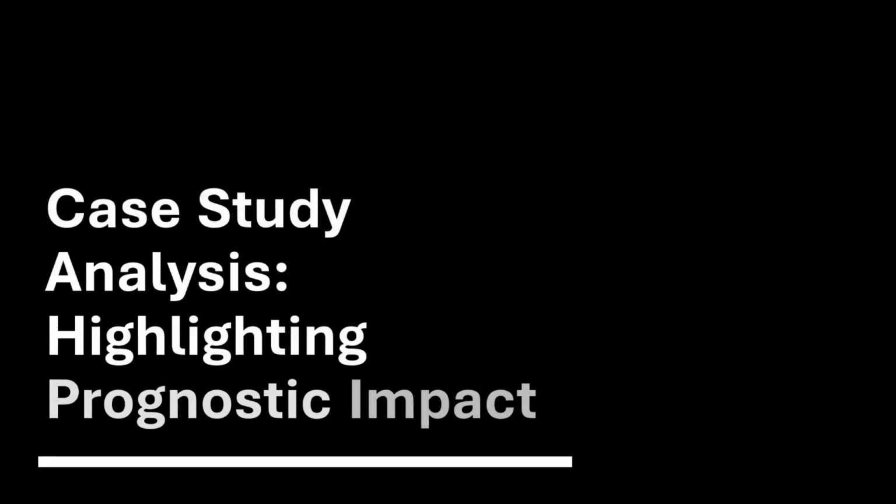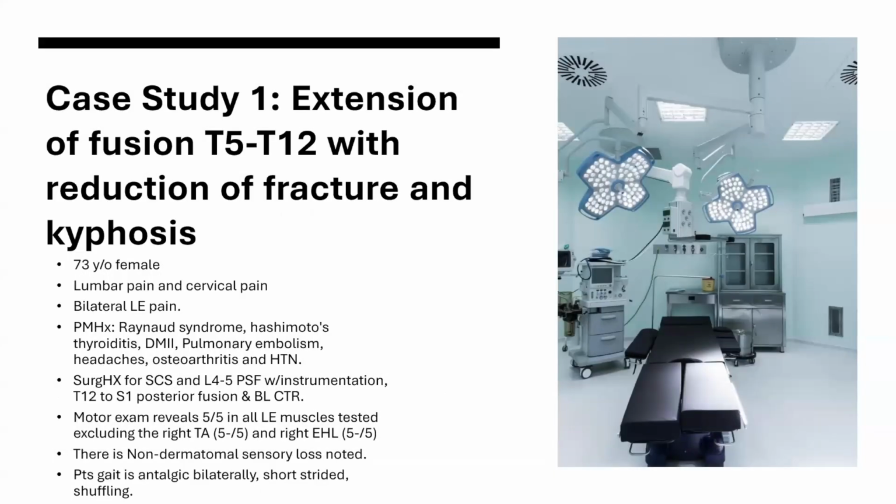So let's look at some cases to show the value of neuromonitoring from a case-by-case level. The first case I'm going to share with you is a spine case. It's an extension of a fusion from T5 to T12. It's a reduction of a fracture and kyphosis, so it's a deformity procedure.